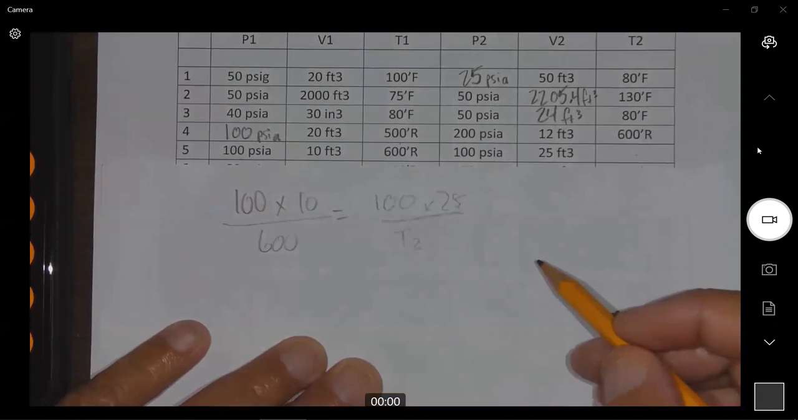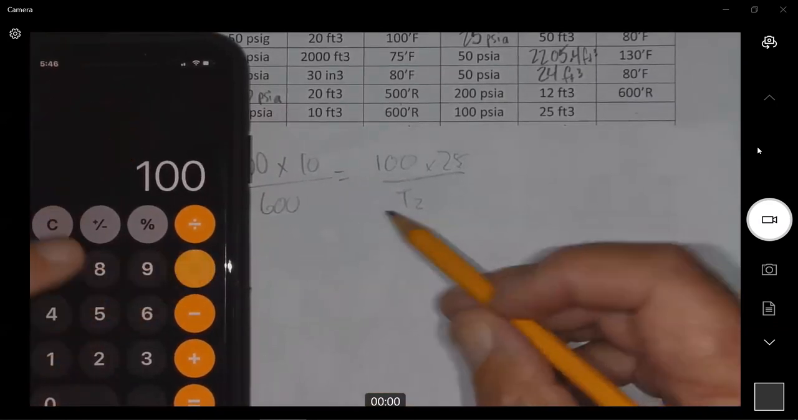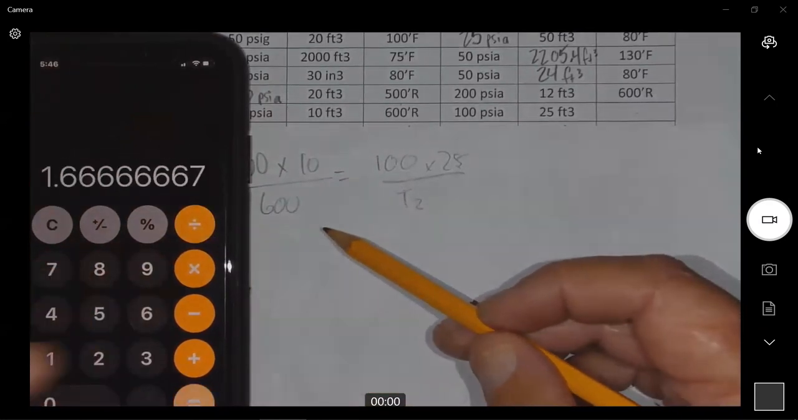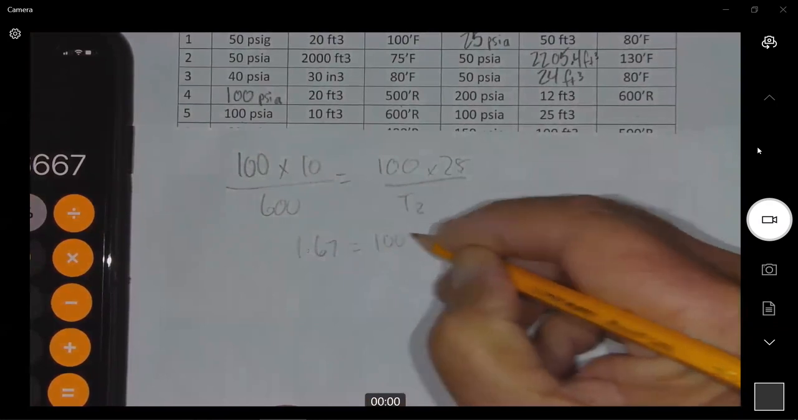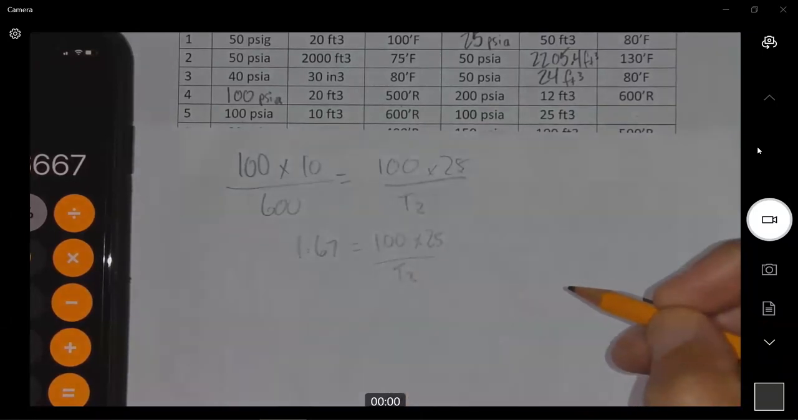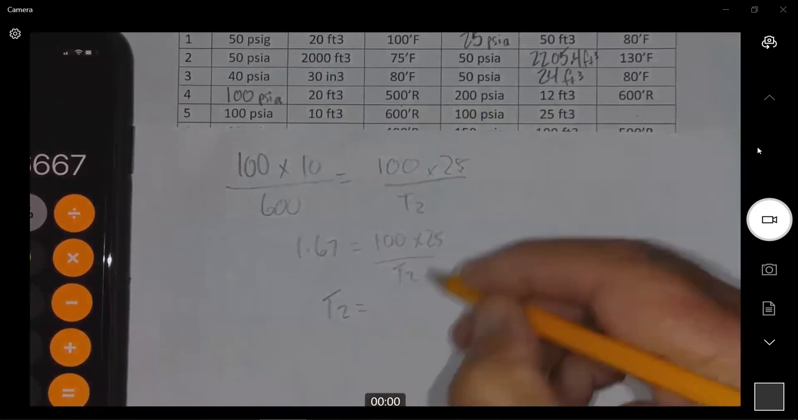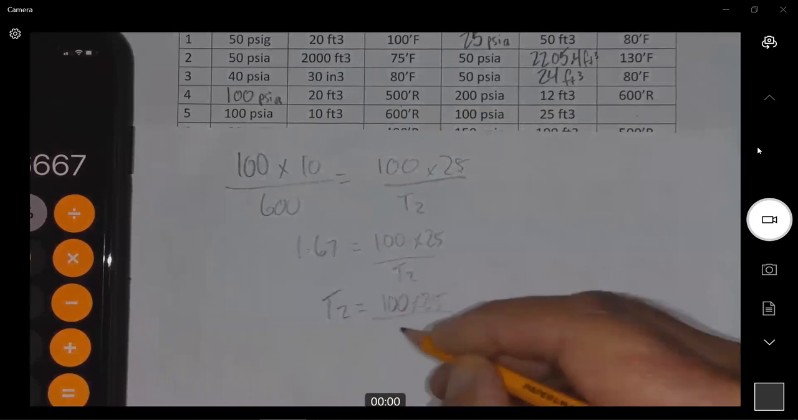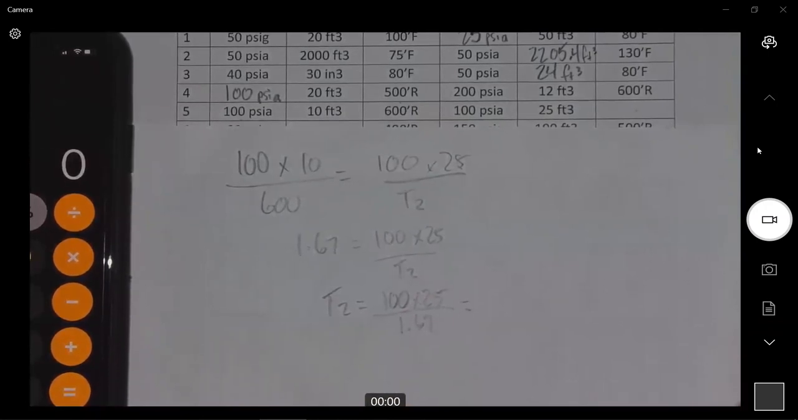Let's solve this. 100 times 10 divided by 600 equals 1.67 equals 100 times 25 over T2. I'm gonna flip these around. T2 equals 100 times 25 over 1.67. Math, right? 100 times 25 divided by 1.67.